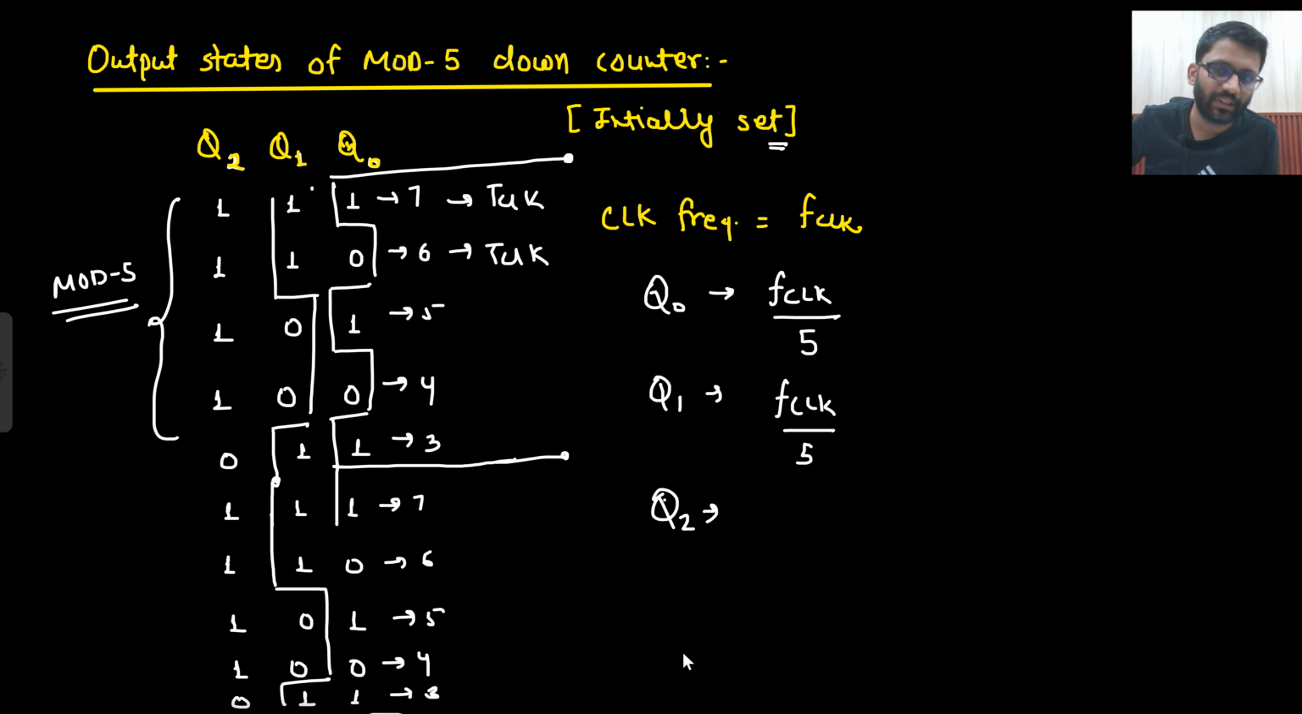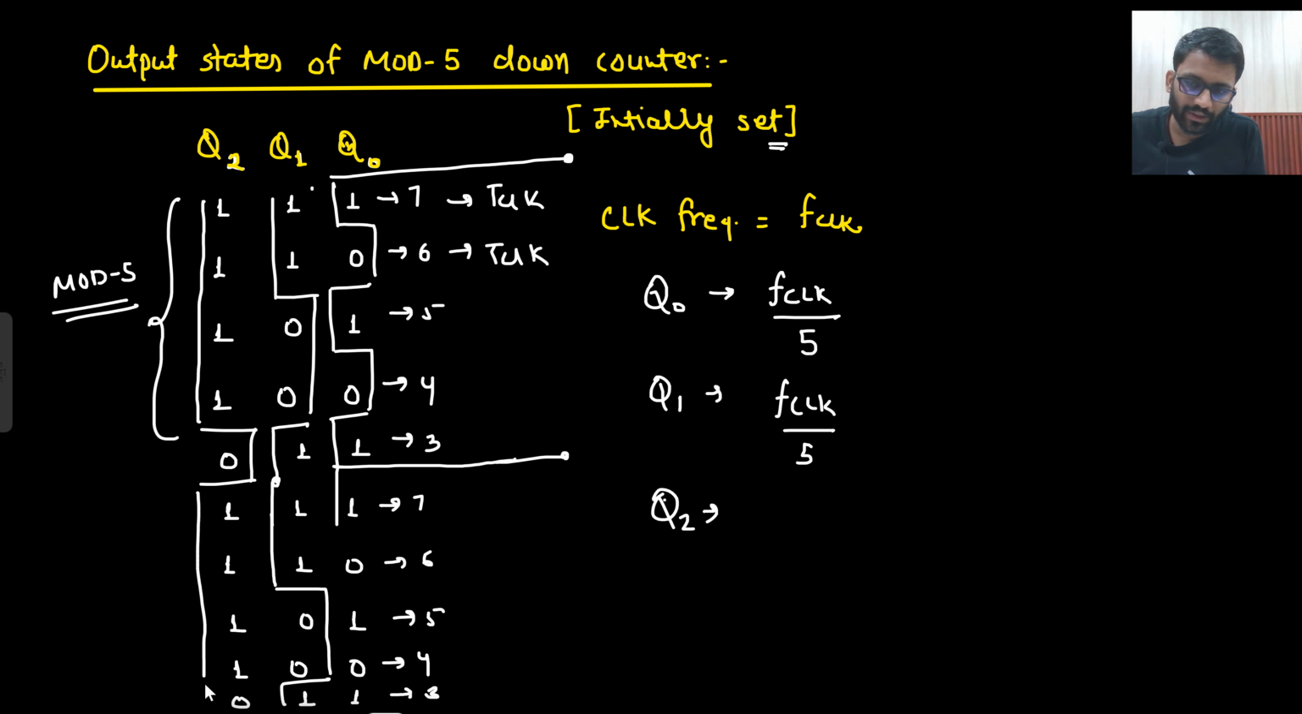For Q2, what is the scene? 4 times 1, 1 times 0. 4 times 1, 1 times 0. So each is representing 1 T clock. There are 5 T clock in total. That means the time period is 5 T clock. So what will be the frequency?